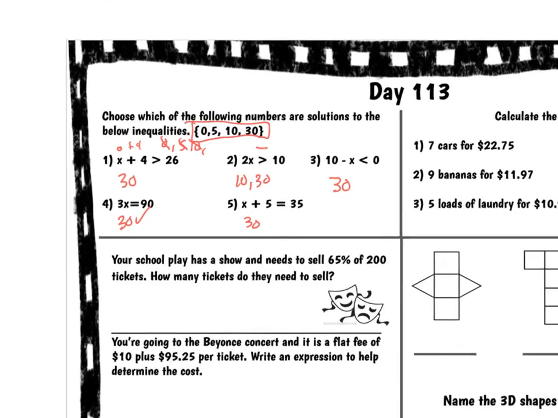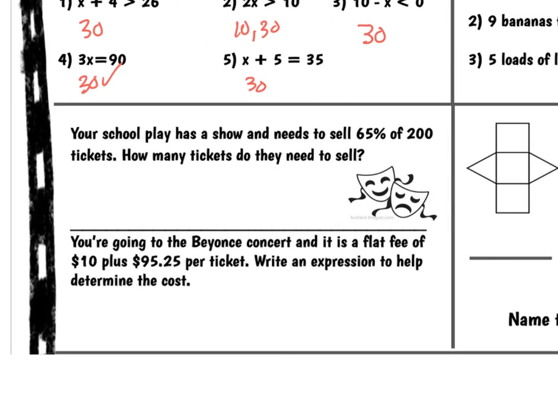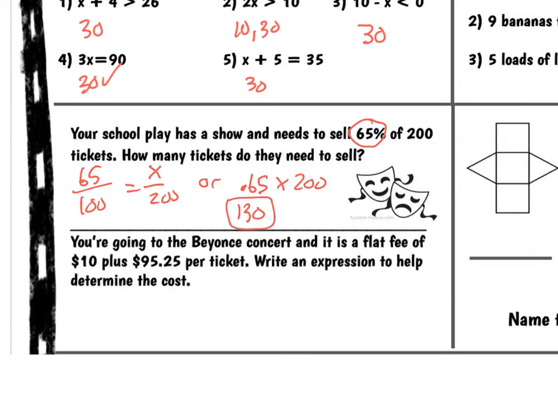Cool. Your school has a show, and they need to sell 65% of 200 tickets. How many tickets do they need to sell? You would do this like this: 65 over 100 is equal to x over 200. Or you can just turn this into a decimal. Percent means per 100. Move the decimal 2 places to the left, and you get 65 hundredths multiplied by 200, and that gives you what? 130. What does that 130 mean in the context of the question? You must sell 130 out of the 200 tickets in order to be successful.